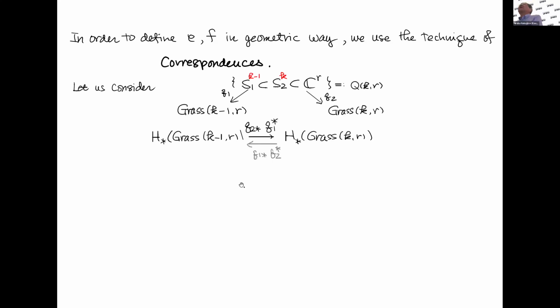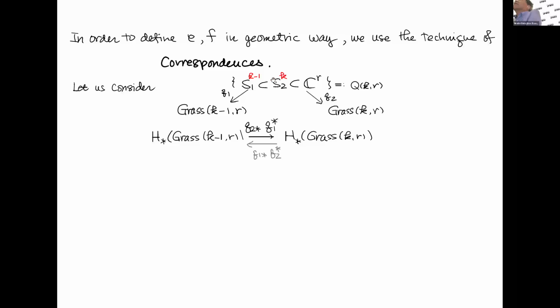So this is given by this diagram. I consider the k-1 dimensional subspaces in R-dimensional space, the Grassmannian, and also the k-dimensional subspaces in R-dimensional space. And I connect those two Grassmannians in an intermediate space. This I denote by Q of K, R. So this consists of pairs of vector spaces S1, S2 in C^R, where S1 is k-1 dimensional and S2 is k-dimensional.